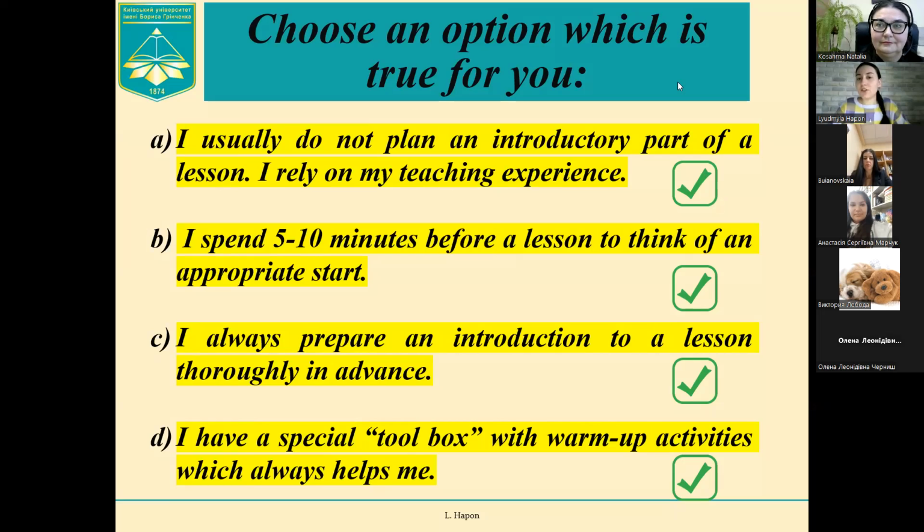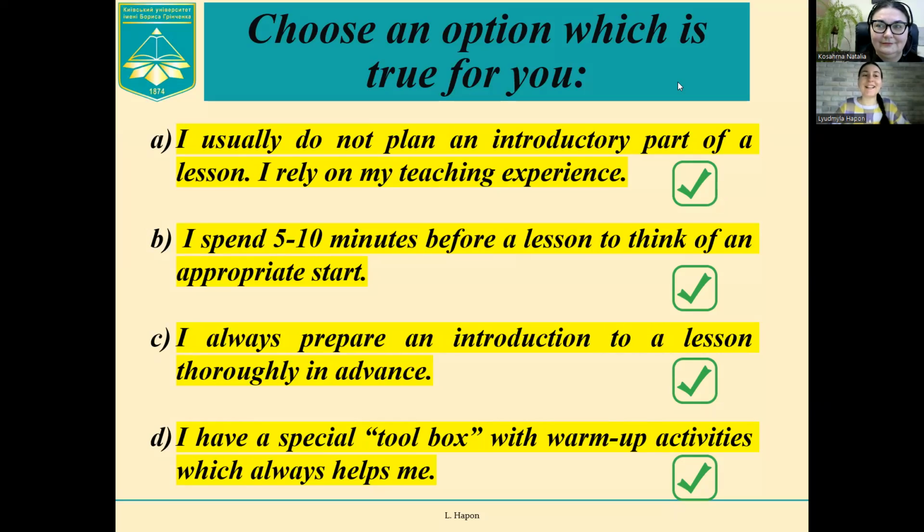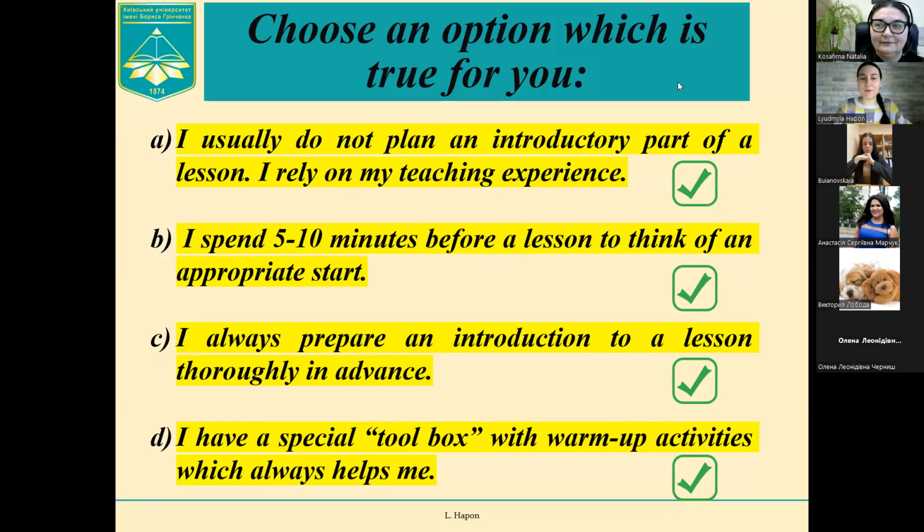Well, actually, I do not see the variant A because you are all very responsible upon your job and you always prepare something. Thank you so much. So in general, we can see that variant B and variant D are the most often used. So you spend not a lot of time on preparing your start, and that's fantastic that you have a special toolbox with warm-up activities which can always help you. Today, I suppose I will enrich your toolboxes with more new ideas.